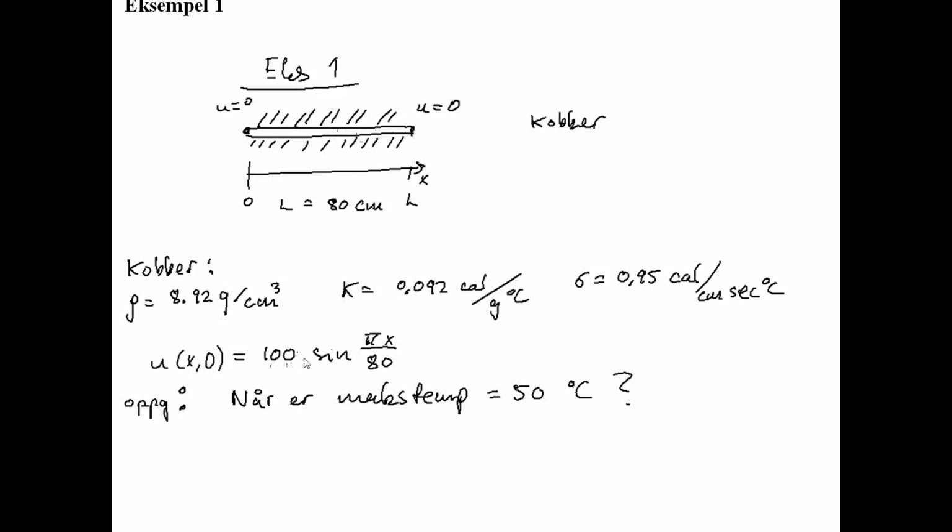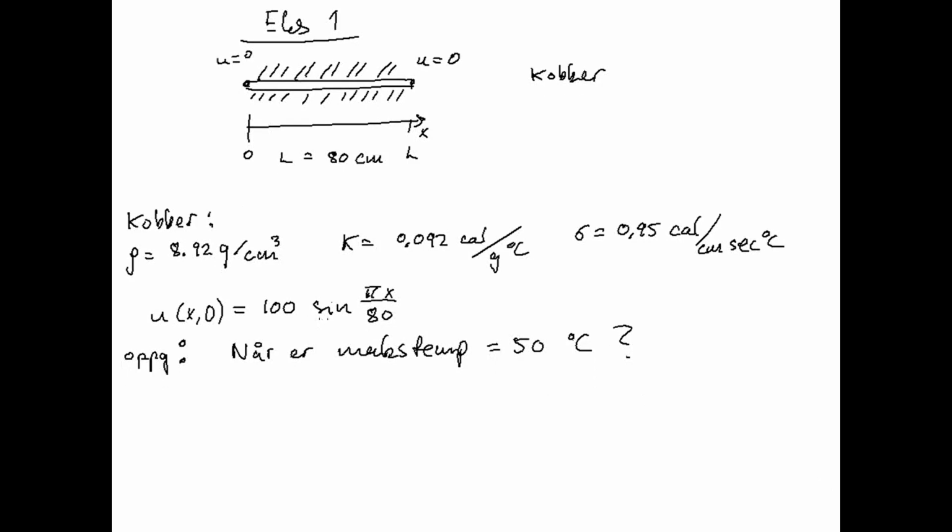We are going to find how long time it's going to take until the maximum temperature at this point is equal to 50 degrees. You see that the temperature starts at 100 degrees, the maximum temperature, and it decreases to 50 degrees after some time, and we are going to find this time.